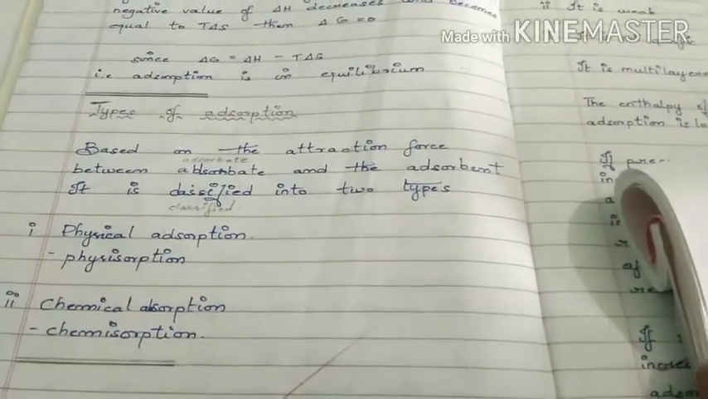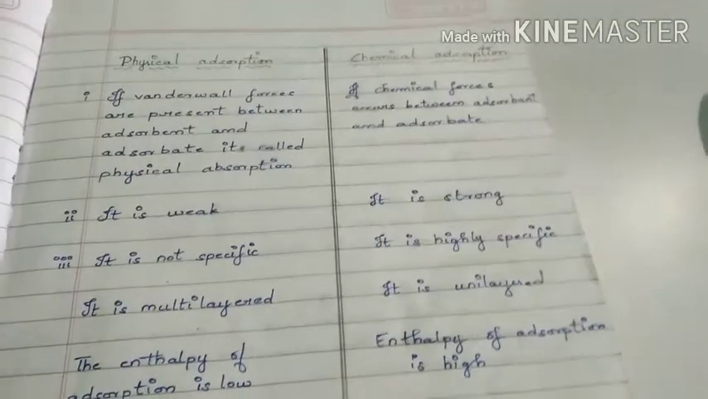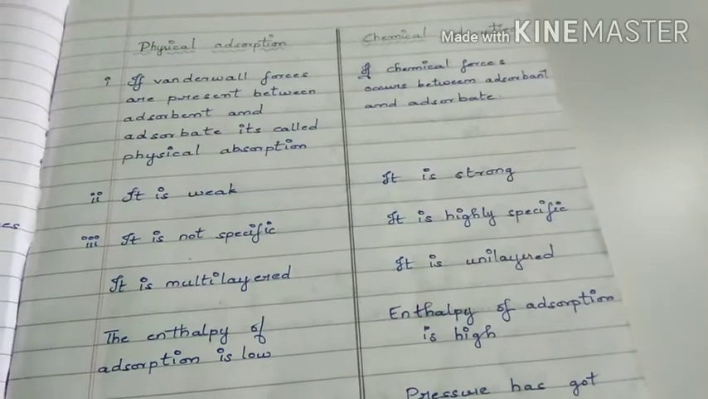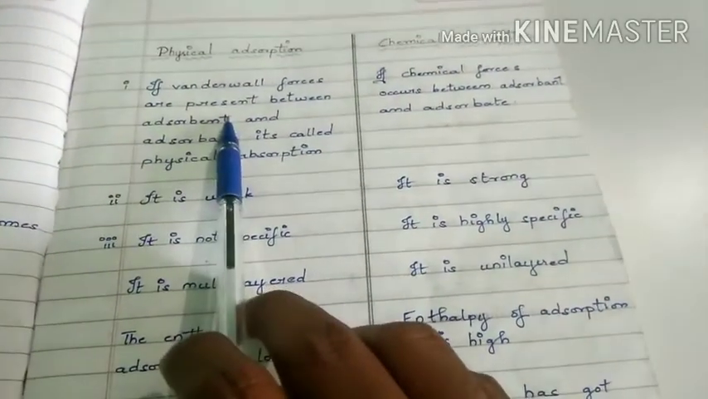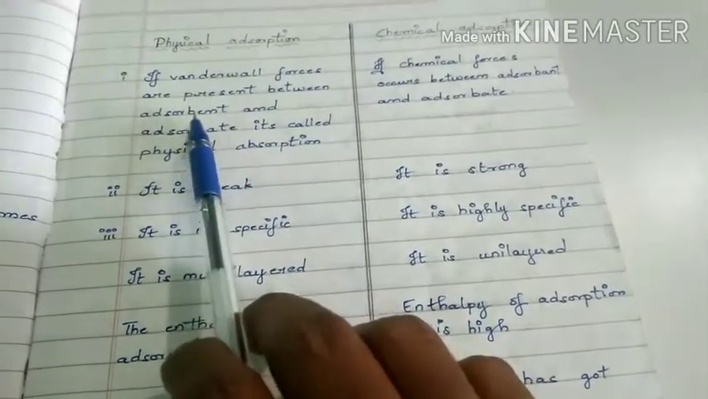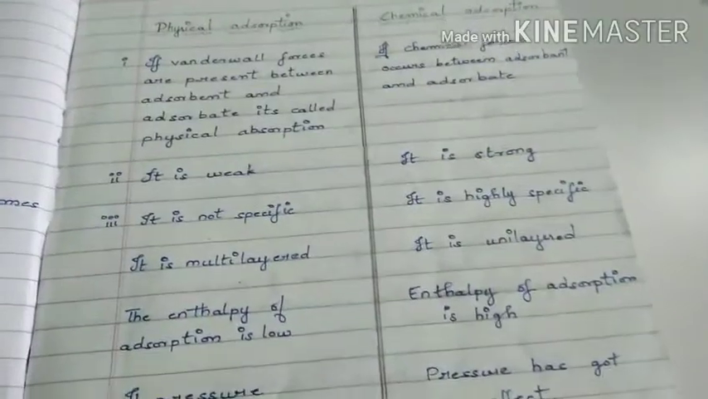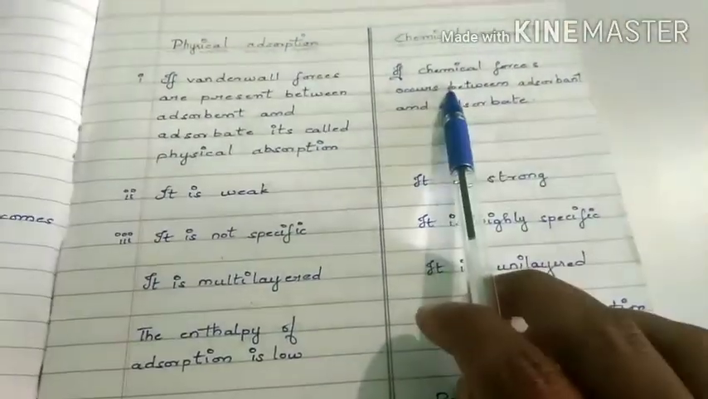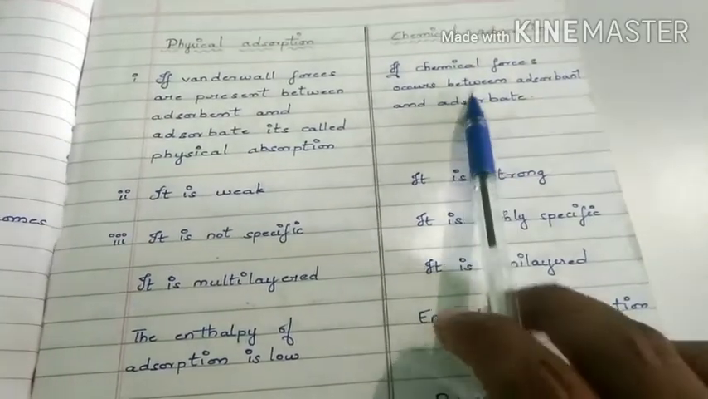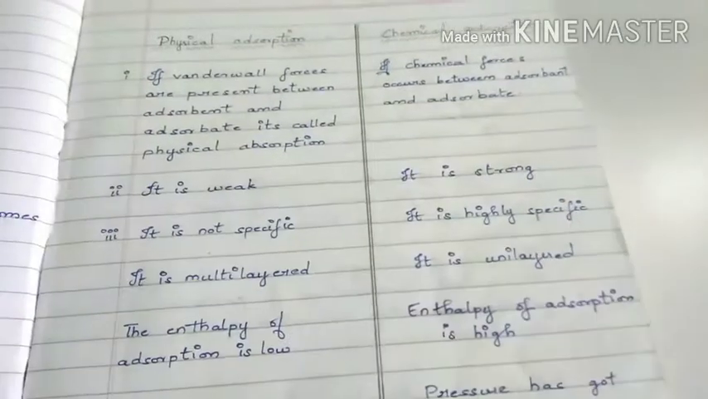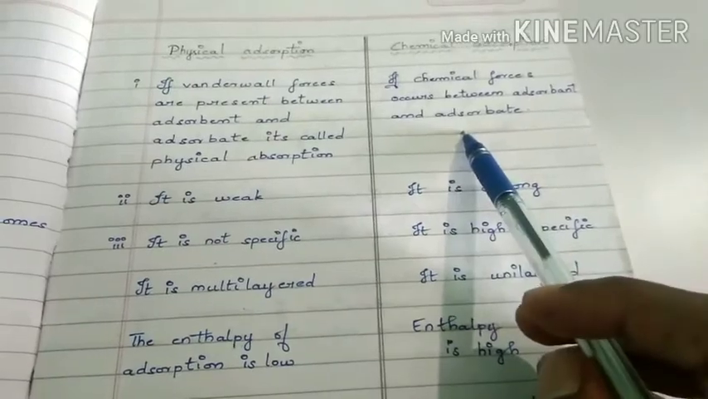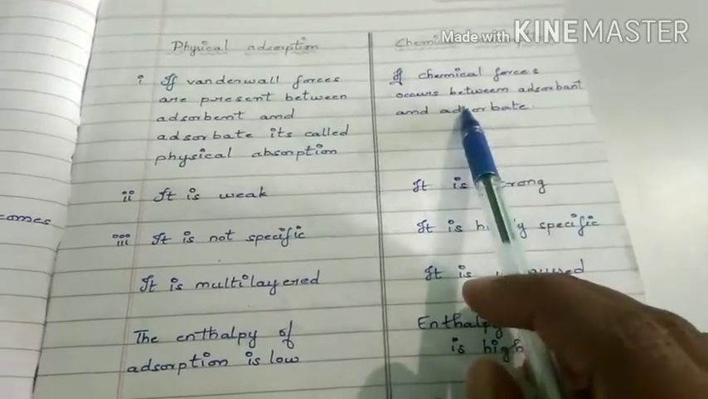Now we discuss types of adsorption, that is physical adsorption and chemical adsorption. In case of physical adsorption, if van der Waals forces are present between adsorbate and adsorbent, then that is called physical adsorption. Van der Waals forces means very weak forces. If chemical forces are present between adsorbate and adsorbent, that is called chemical adsorption. Chemical forces means either ionic forces or covalent forces present between adsorbate and adsorbent.